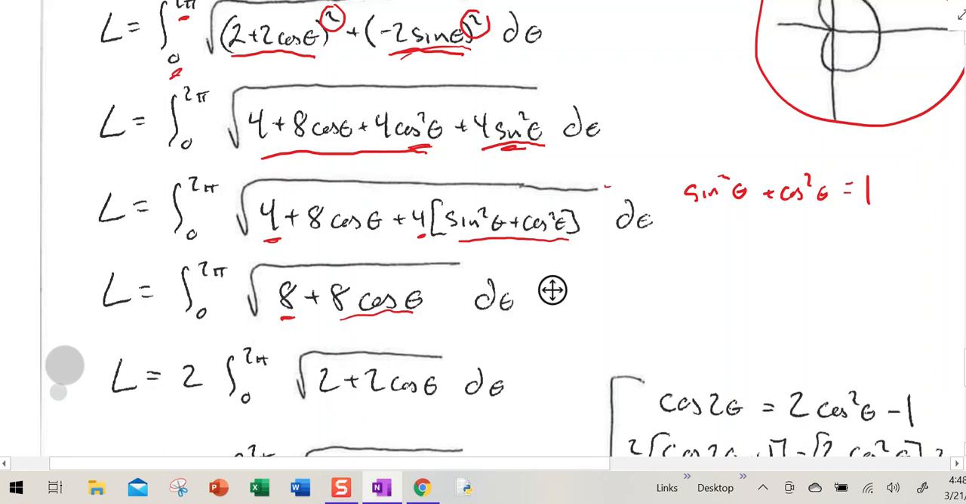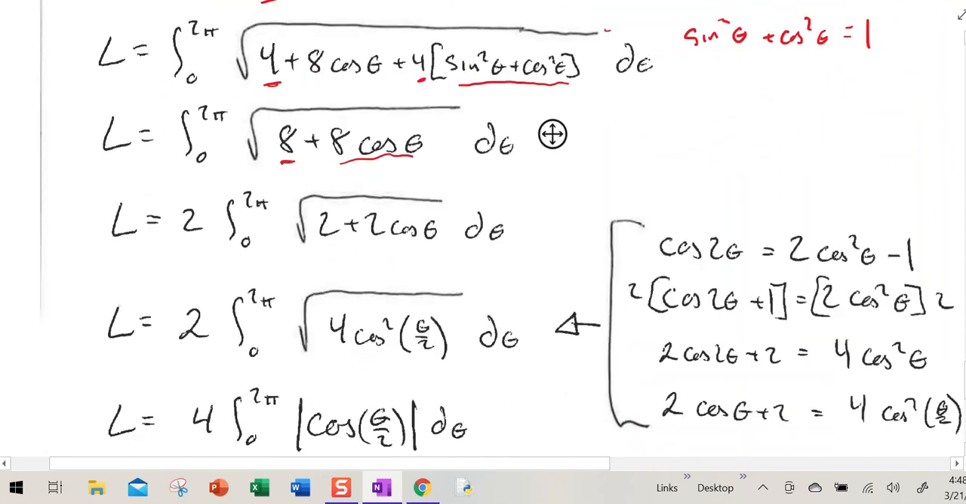Now here's the tricky part with this one. First of all, you can simplify that. You can factor out the 8. Well, you can actually factor out a 4 inside the square root, leaving me with 2 plus 2 cosine theta. And then the square root of that 4 becomes 2. And so that's where this 2 comes from out here.